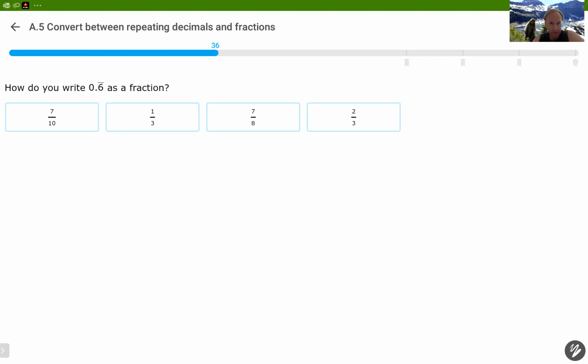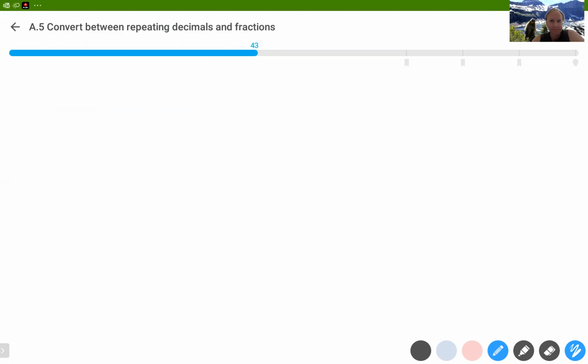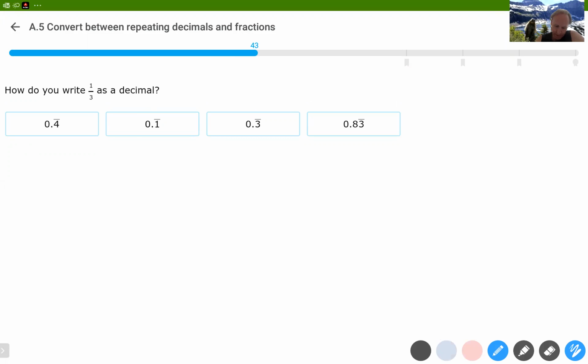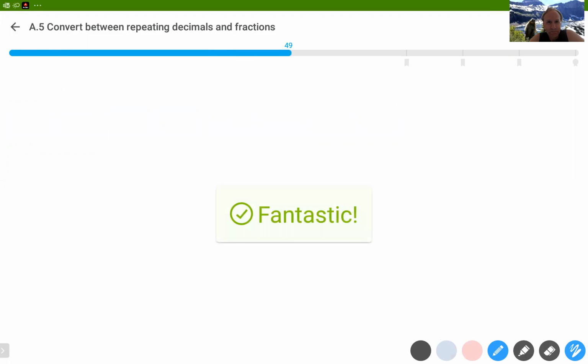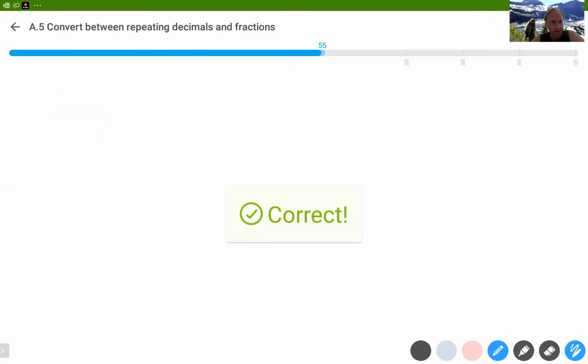0.6 repeating is 2/3. It's twice as much as 1/3. You can also think of it as 6/9. And if you reduce it, 6/9 reduced, of course, is 2/3. Remember that anything repeating is over nines. So this is 2/3. 1/3, again, 3/9 is 1/3, which is 0.3 repeating. One third. They're just going to remind me of a few.